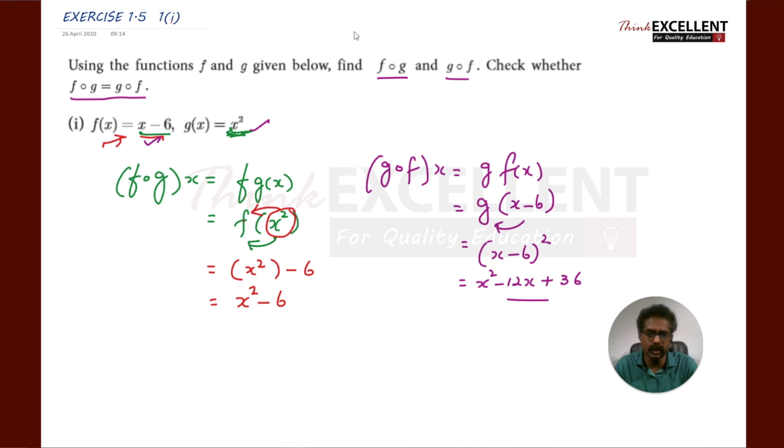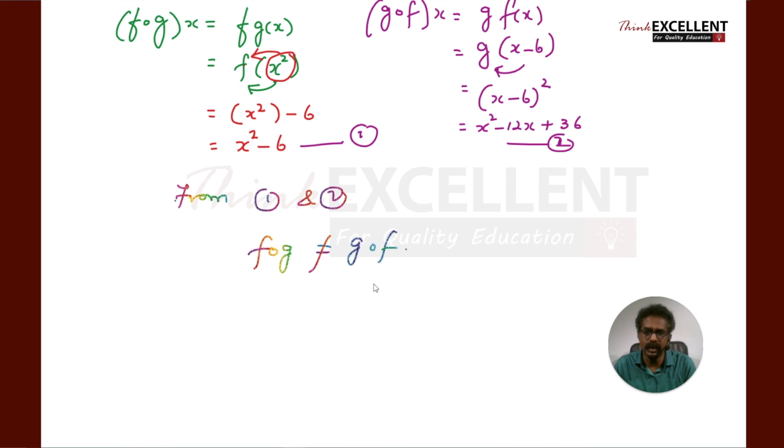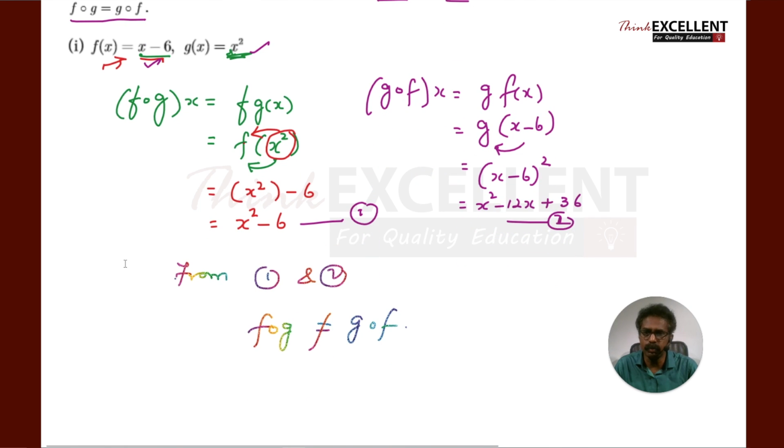So both the answers you got. This is equation number 1 and this is equation number 2. So are they equal? No, right? So what conclusion can you say from 1 and 2? F composition G is not equal to G composition F. So they asked us to check whether F composition G and G composition F are equal. So we got both the values, and they are not equal. Okay.